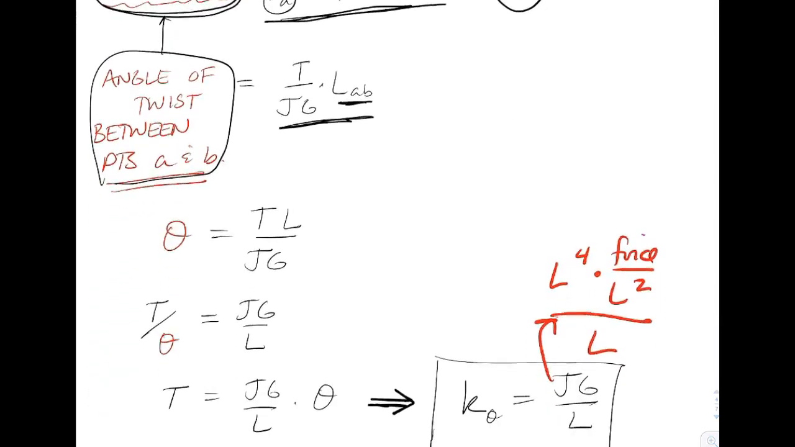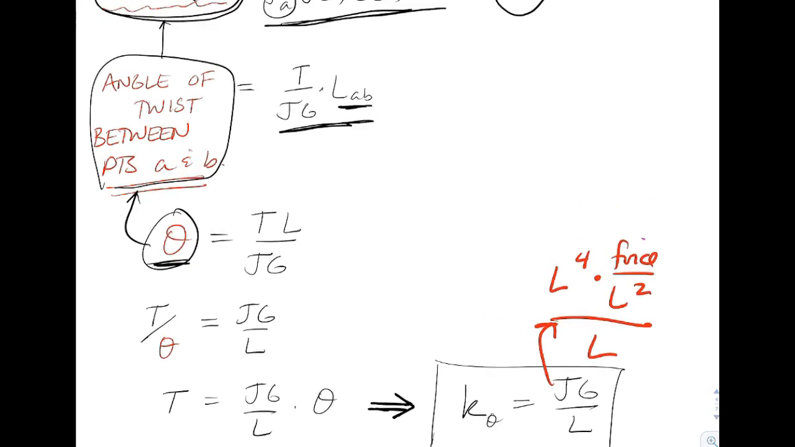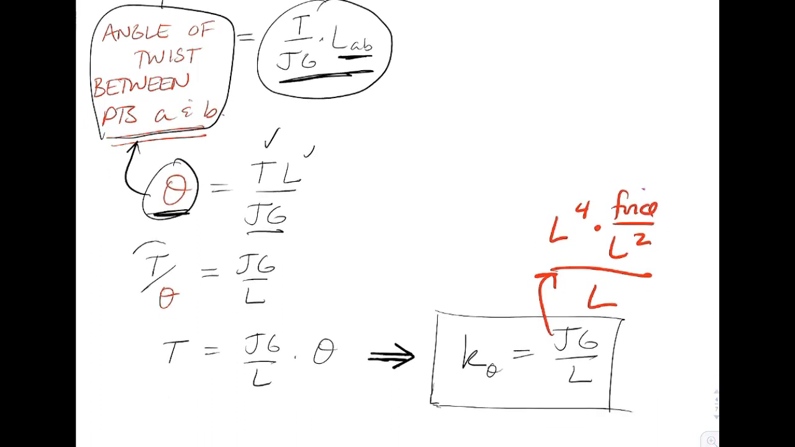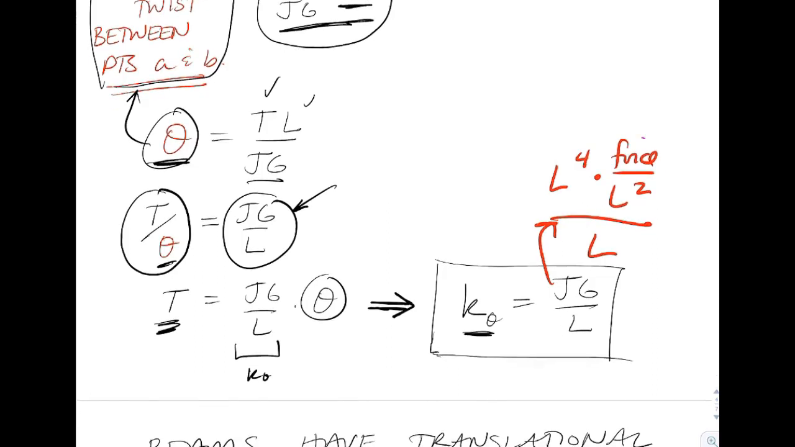So just a little bit of a new concept there with a rotational spring, but we'll look at that angle of twist between A and B. We'll call that theta. Over here we would have our constants, TL over JG. Shuffling that around, torque divided by angle of twist is equal to JG over L. That's going to be the spring constant. So you can think of it here as the moment, or the torque T, is equal to K sub theta times theta. So K theta is equal to JG over L.